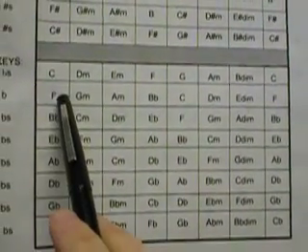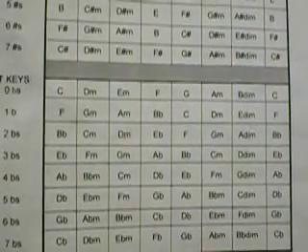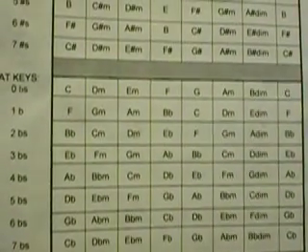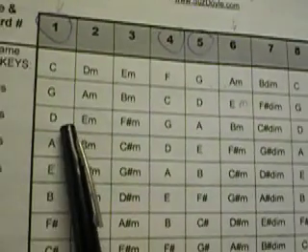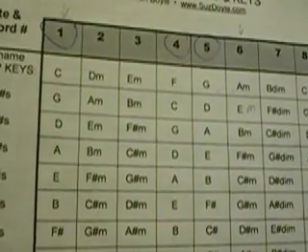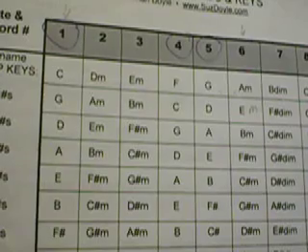So most of the time, if you want to play a song in a very simple way, look for the 1s, 4s, and 5s in whatever key you happen to be in. Cross out anything that is not the 1, 4, and 5, and by golly, you'll be playing in no time.